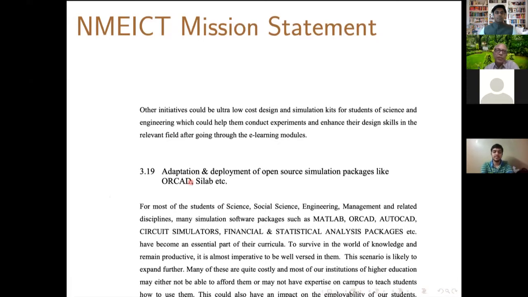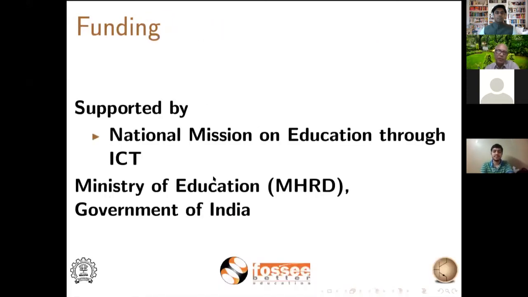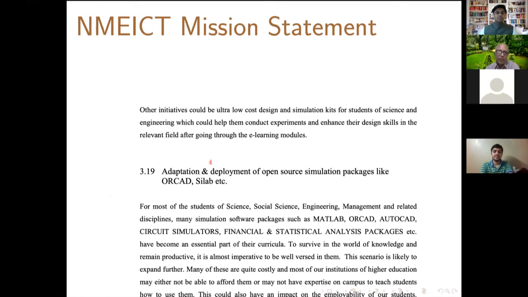NME ICT mission statement had ORCAD as a part of it. Okay, you can see this here. See this 319 adaptation. It was part of the mission statement. In fact, it is a cabinet approved document. The NME ICT mission statement document was approved by the cabinet. The cabinet said adaptation and deployment of open source simulation packages like ORCAD, Scilab. Scilab was not spelled properly, but you can see MATLAB is mentioned, ORCAD is mentioned there. So ORCAD is something that we wanted to substitute with an open source equivalent.